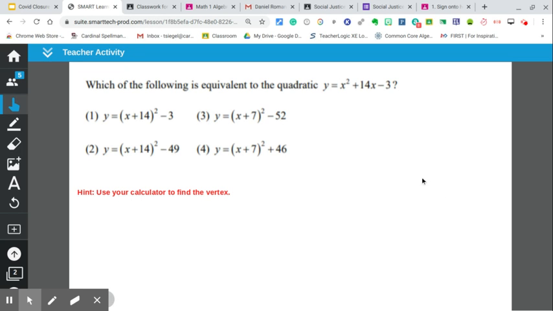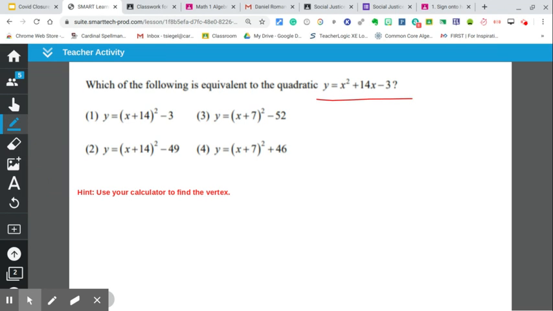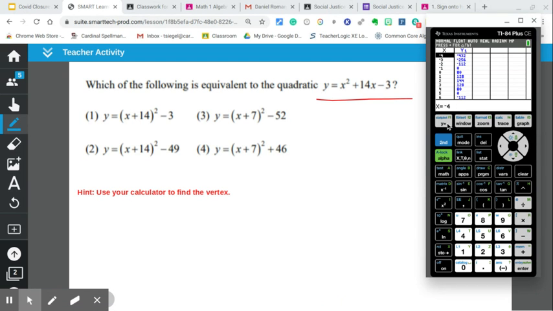So here we go. We look at this one, and we have this equation, and we want to get it into vertex form. So you have to use your calculator. I'm going to go to y equals, clear this one, and put in x squared plus 14x minus 3.